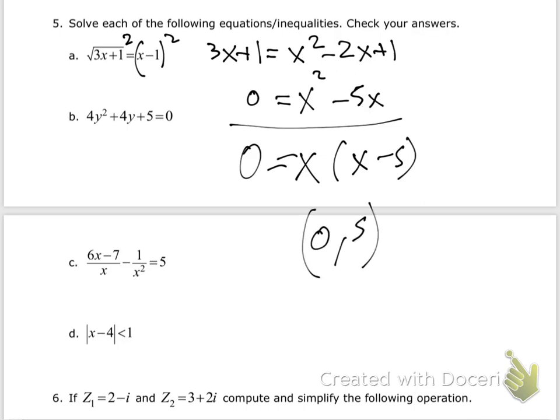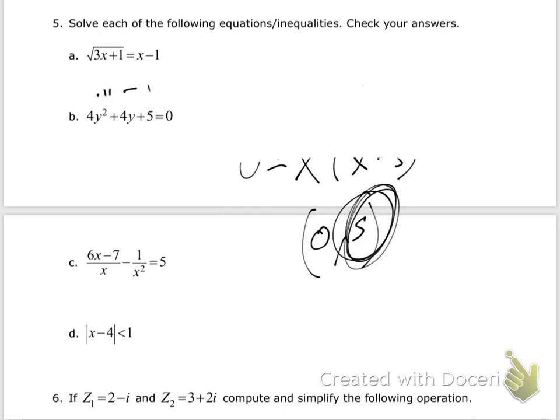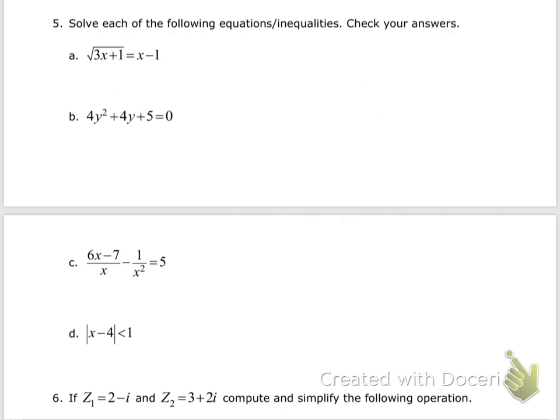But if I put this back, the 0 is not going to work. If I put 0 in there, 0 plus 1, the square root of 1 should be 1. But if I put 0 in here, it's going to get negative 1, isn't it? Does 5 work? Yeah, 5 does work. So that's just me checking. That's the only one that actually works, the 5. Don't forget to check your radicals. Don't forget to check your rationals as well. Let's keep on going.